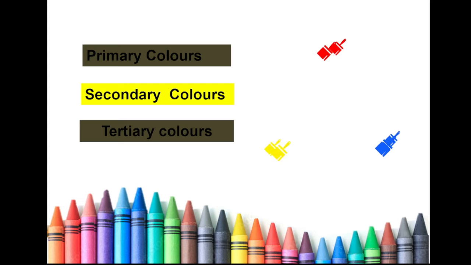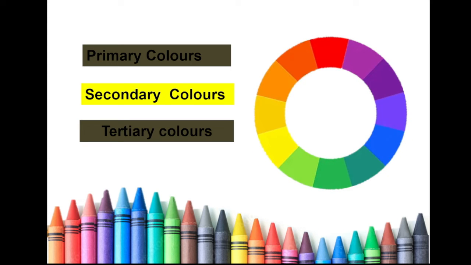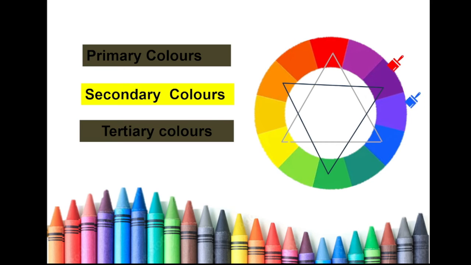Now, secondary colors. There are also three secondary colors. Secondary colors are made by mixing two primary colors together. When we mix red with blue, then we create violet. Similarly, when we mix red with yellow, then we get orange. Next, yellow with blue creates green.